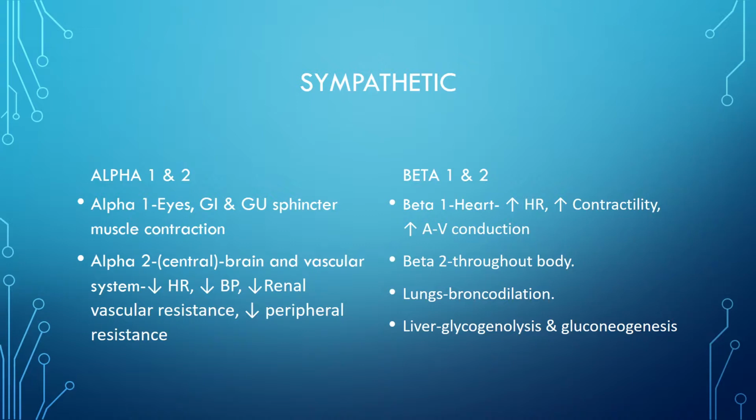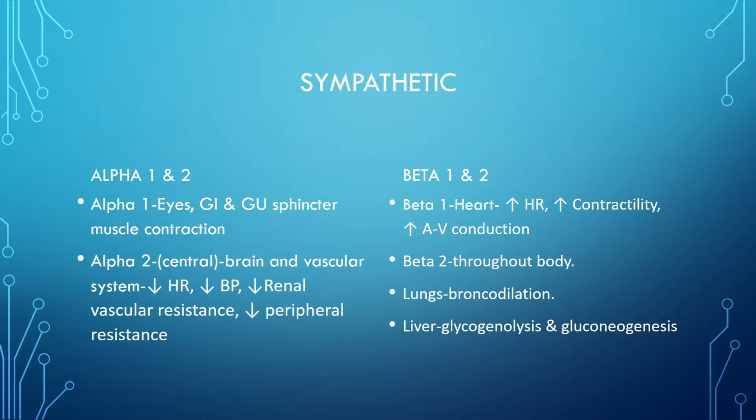Alpha 2s, at least the centrally located ones, work on the brain and the vascular system. So you will see a decrease in heart rate, a decrease in blood pressure, decrease in renal vascular resistance, and decrease in peripheral resistance. Beta 1s and beta 2s we've broken down, but typically the medication works on both receptor sites, so keep that in mind when you are prescribing medication.